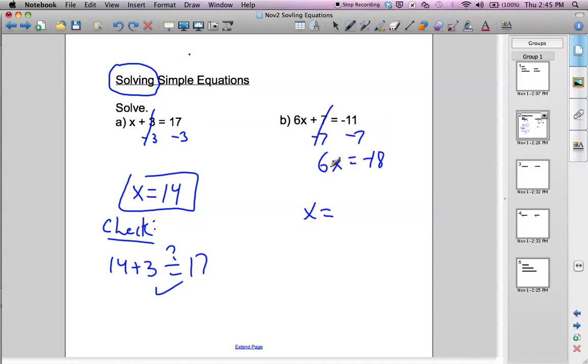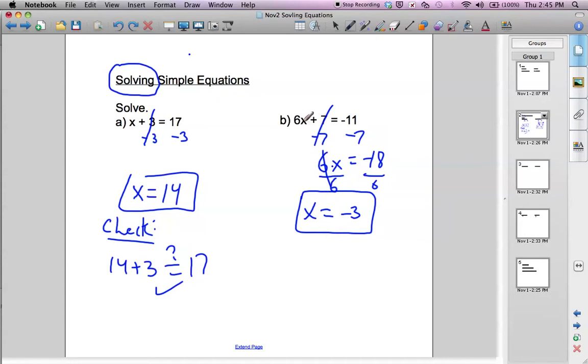Okay, this is 6 times x. So to get rid of that 6, you do the opposite of multiplying. You're going to divide by 6, because 6 divided by 6 is going to give you 1. You're just going to have 1x, which is what we want. So we're dividing by 6. We get x equals negative 3 as our solution.